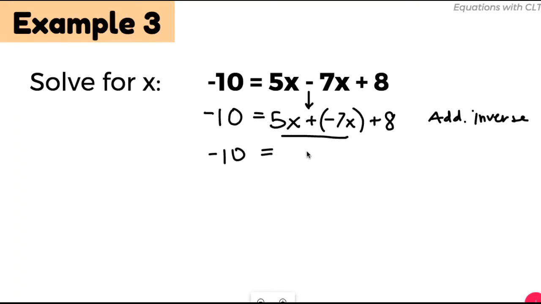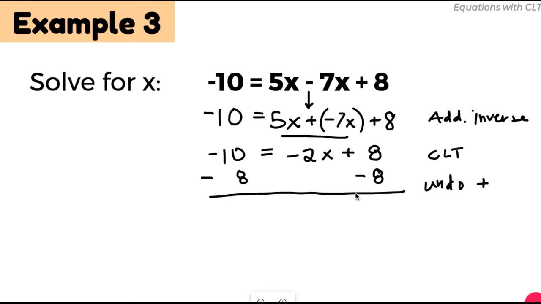So I can go ahead and just combine like terms. 5x plus negative 7x. I look at the 5 plus negative 7 is negative 2. I combine like terms, right? So 5x plus negative 7x is negative 2x, and now we have a nice, easy two-step equation. We're going to undo our addition first. Positive 8 and negative 8 cancel and make 0. So I'm going to add a negative 8 on both sides.